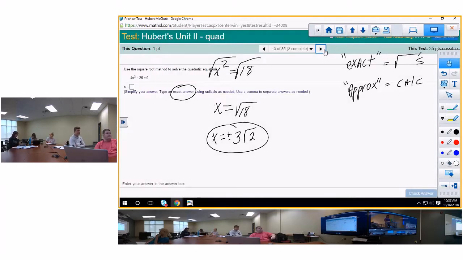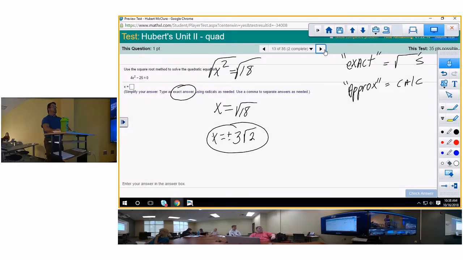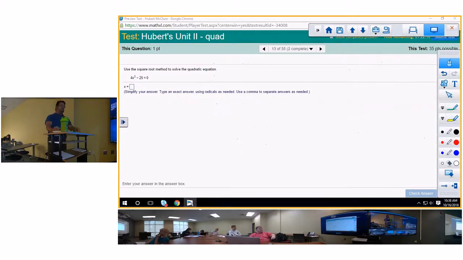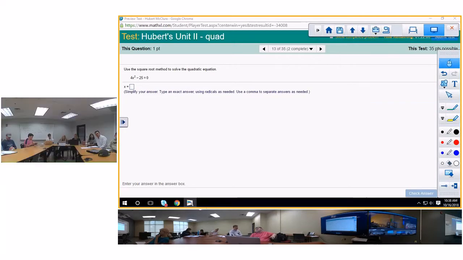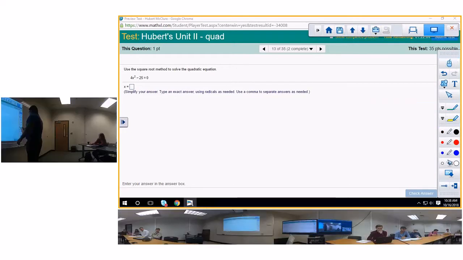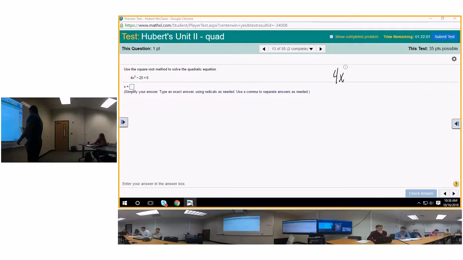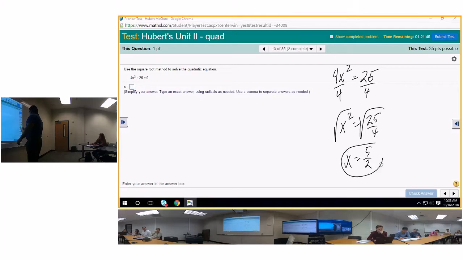That's another easy one. But I better do it because it causes a fraction and people have cardio infarctions when it has a fraction. 4x squared is equal to 25. Divide by 4. X squared is equal to 25 fourths. Take the square root. X is equal to 5 over 2.